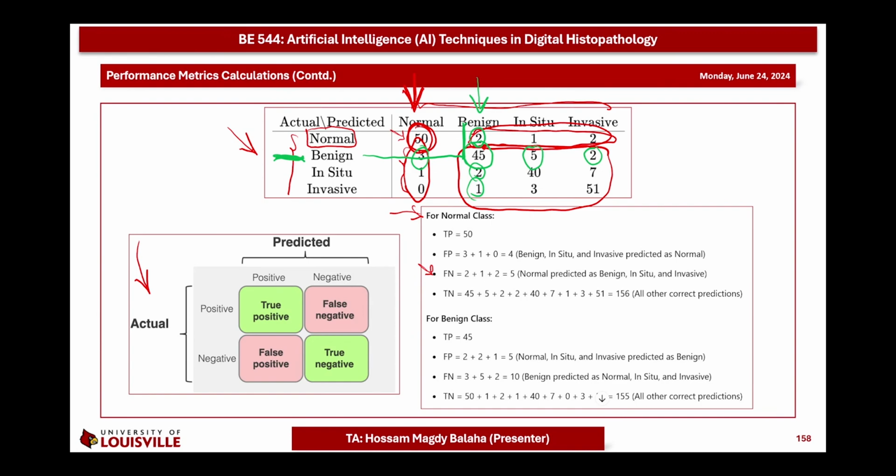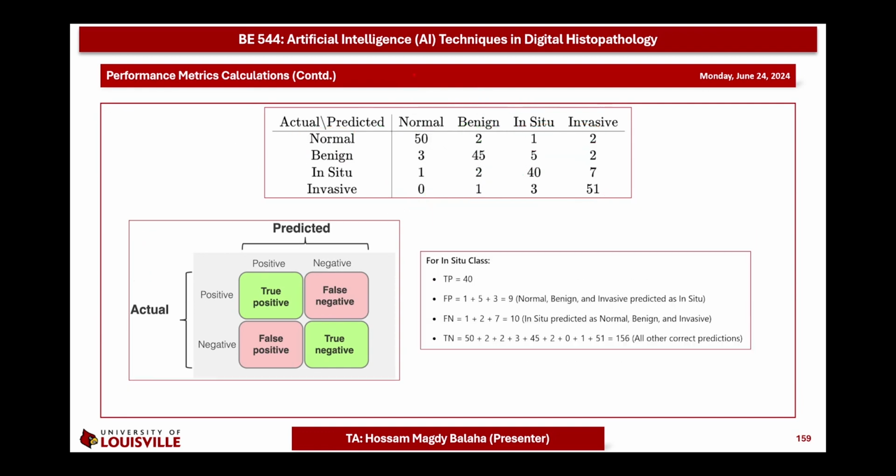What about the true negative? It will be the remaining of all other cells: 50 plus 1 plus 0 plus 3 plus 40 plus 1 plus 2 plus 7 plus 51. You will do the same for other classes. So after doing that, you will obtain 16 components. Each reflects a specific meaning for a specific class.